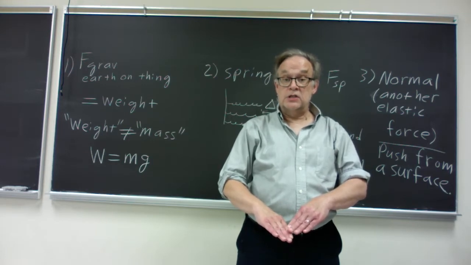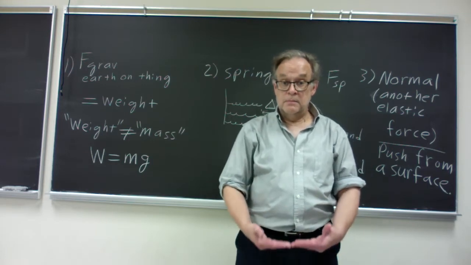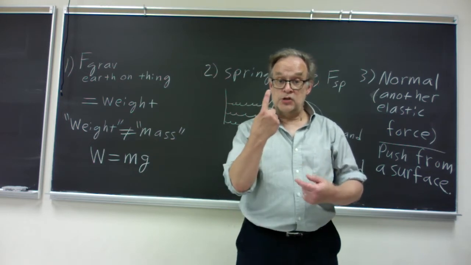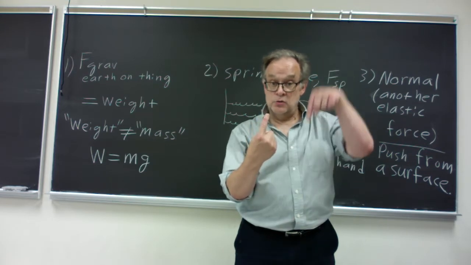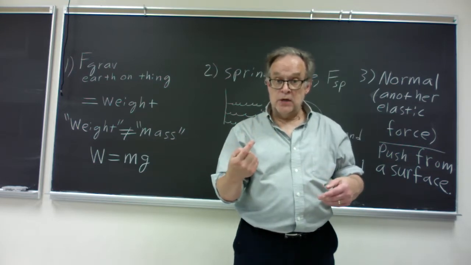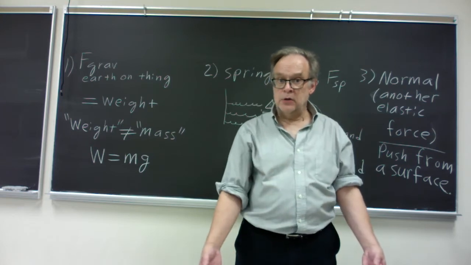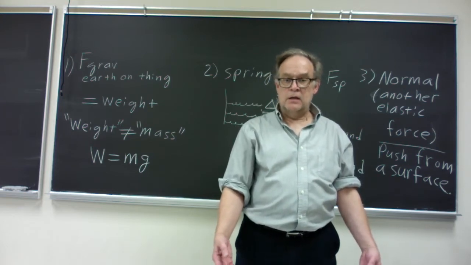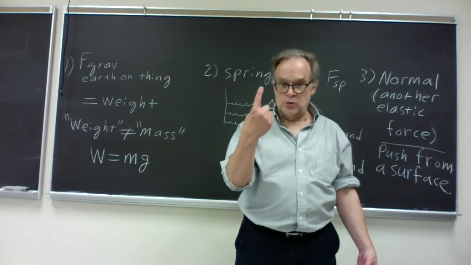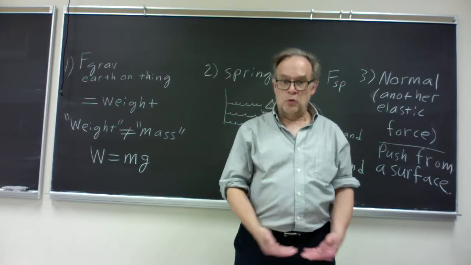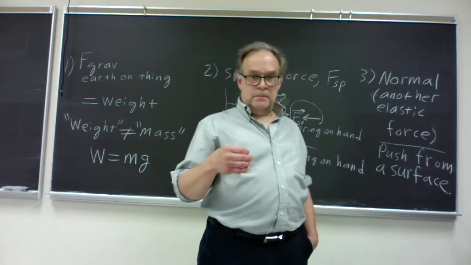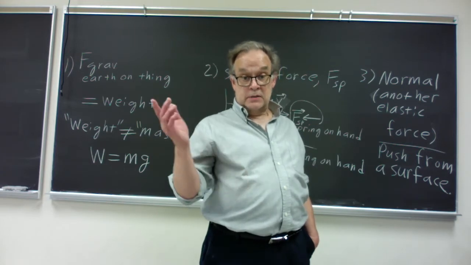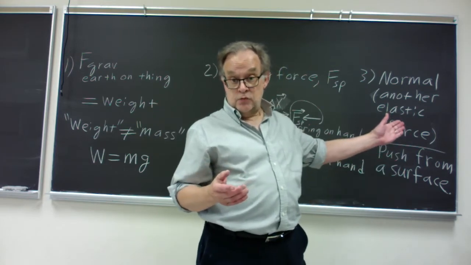So it must be that there's some other force in the opposite direction from the weight, and this other force cancels out the weight so that weight isn't able to pull me down and accelerate me downward. That other force that counteracts the weight is a normal force from the floor, a push from the surface of the floor. And think for a bit about how a normal force happens. It happens because it's an elastic force.